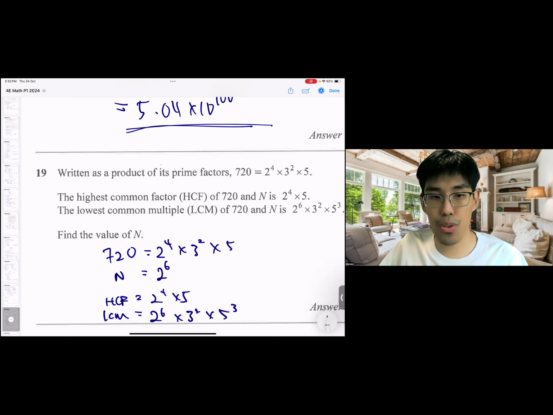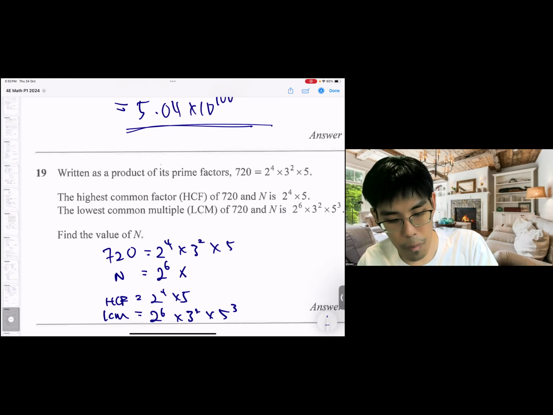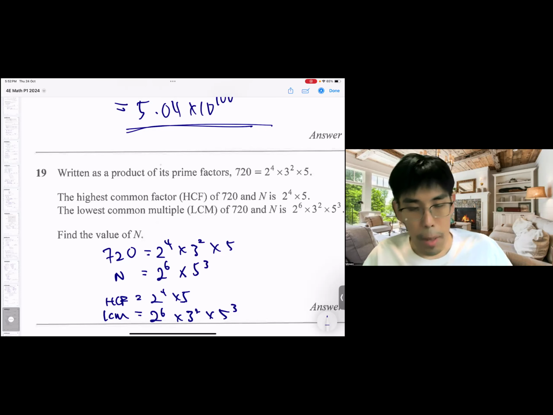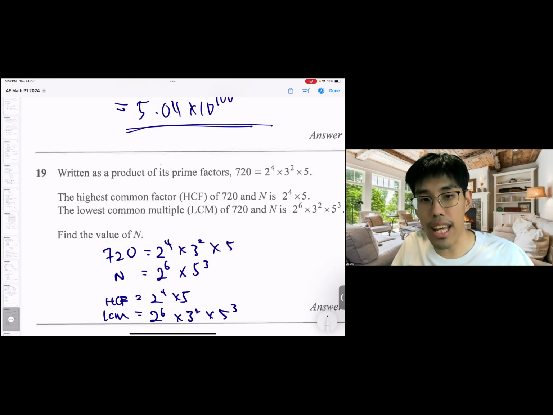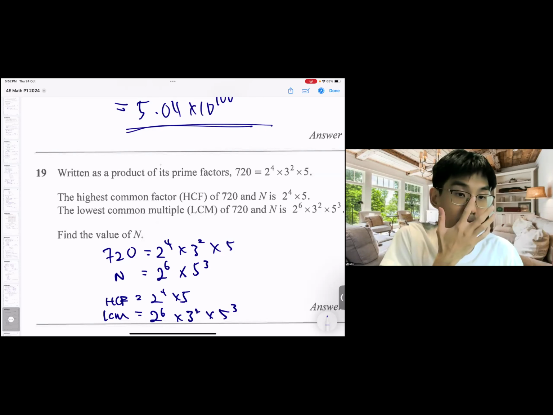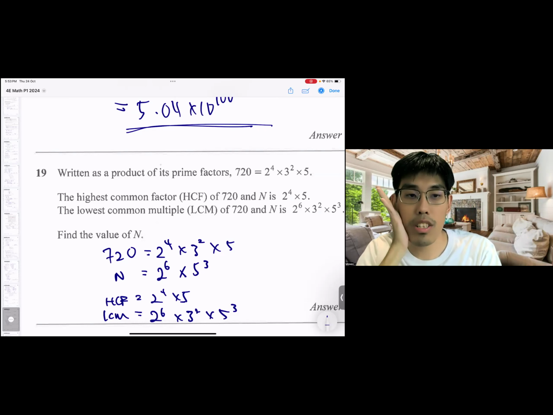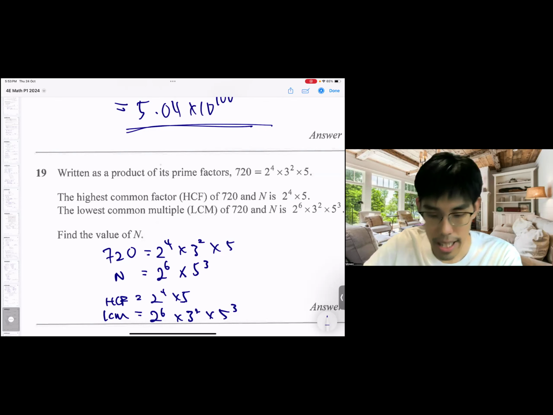Okay, there's no 3, therefore it's 3 squared. For 5, cube. Because there must be a 5 cube and a 5 for them to compare, such that it will have the LCM of 5 cube. So this is how you do mix and match. Okay, so 2 to the power of 6 and 5 cube. Very big number, but I don't care. Just key in the calculator. 8,000.